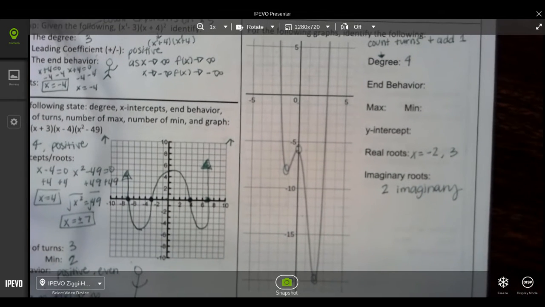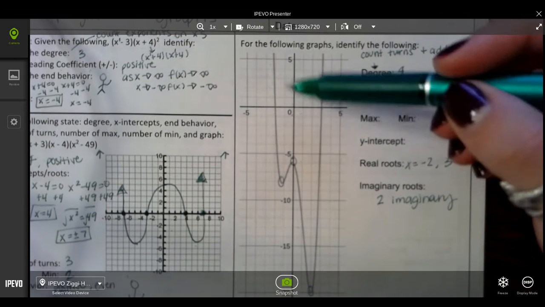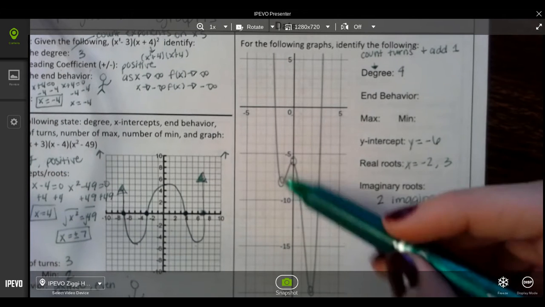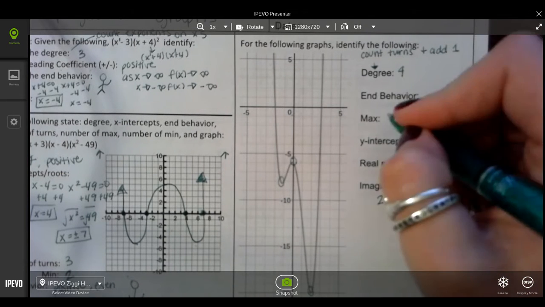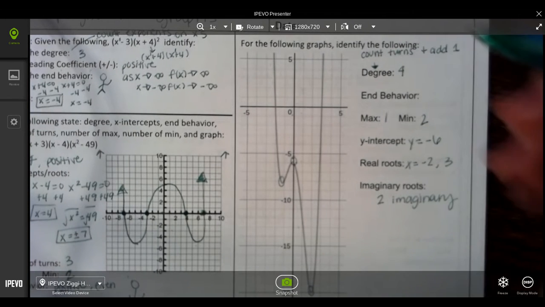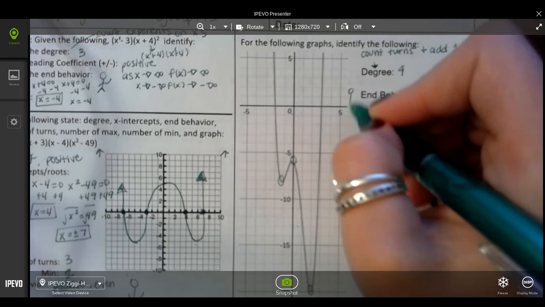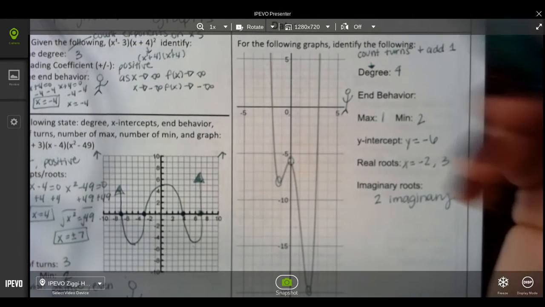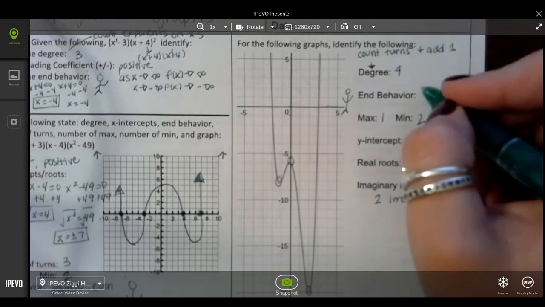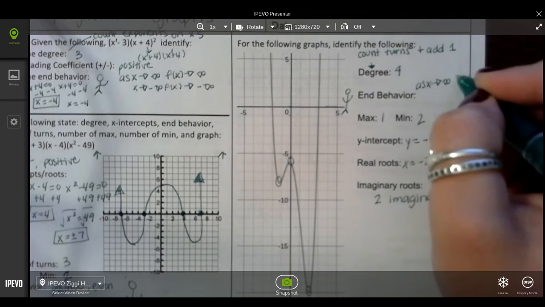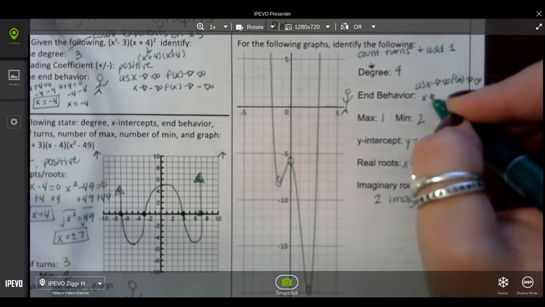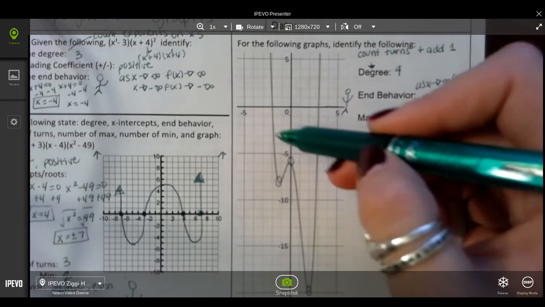Okay. And then let's work our way back up. What's our y-intercept? Let's see, down at negative 6. How many maxes do we have? We have 1 max. How many mins do we have? 2 mins. So my end behavior, this guy, it looks like this stick figure. So find that on your sheet. And we know that as x is going to infinity, my function is going positive. Okay. But then as x is going to negative infinity, as it keeps going to the negative, we're still going positive.